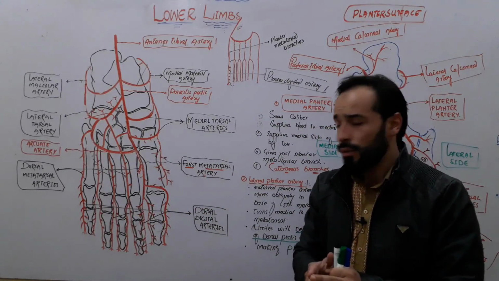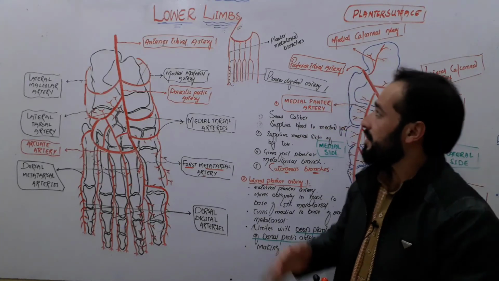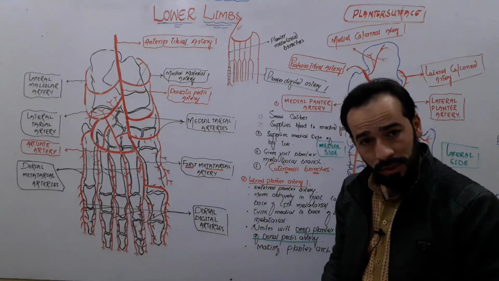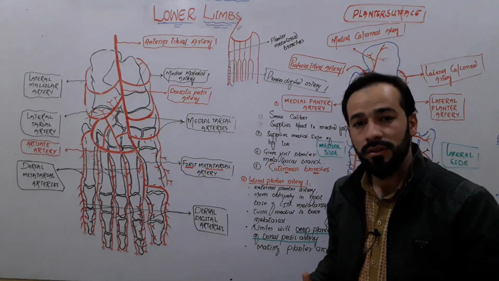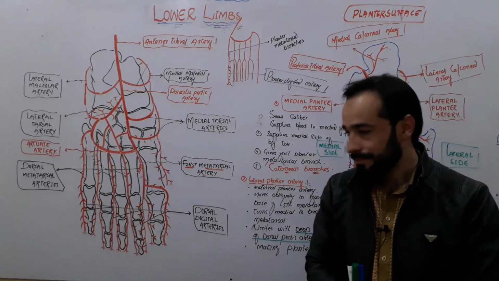So at here we are completing our blood supply to the lower limb. I discussed about the thigh region, the leg region, then the pubic region also. We discussed many arteries which are present there, and then blood supply of the foot.